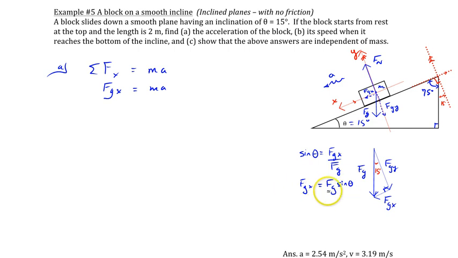So let's substitute this now into here. We have Fg, that's the weight, multiplied by sine of the angle, which is equal to m times a. Getting very, very close now. One more formula you need to remember: the force of gravity is equal to m times g. So let's replace this now with m times g, sine theta, which is equal to ma.